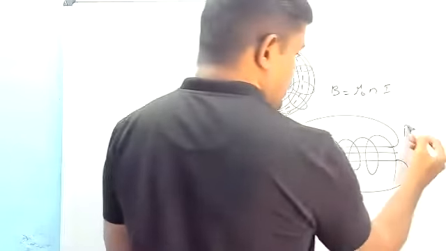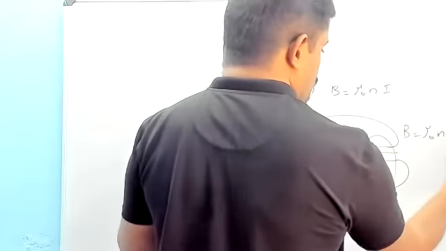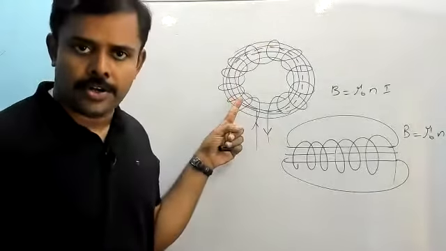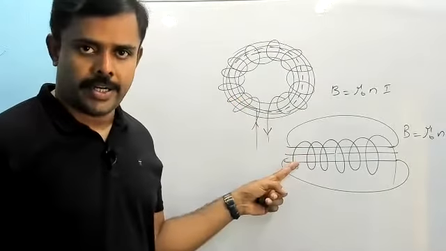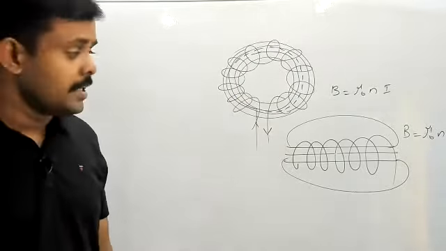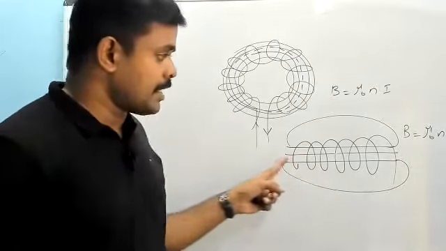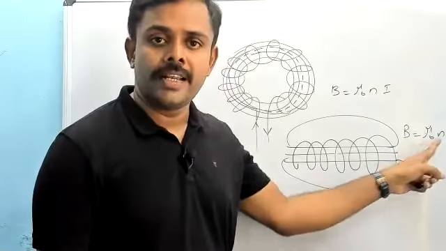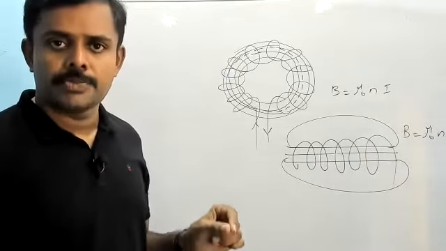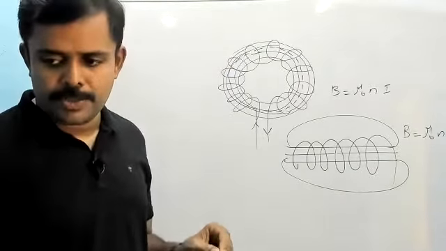What is the magnetic field here? Here also the magnetic field is mu0 times Ni. So this is called a toroid. This is called a solenoid. You take a pipe and wind wires over it. That becomes a solenoid. And for a solenoid, the magnetic field inside is mu0 Ni, where small n is the number density, the number of turns per unit length.